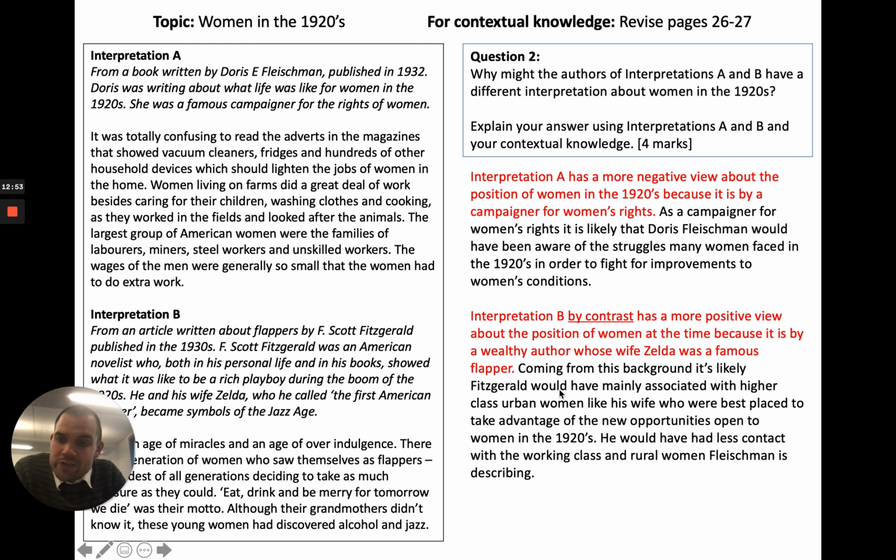So again, I've then explained, okay, so why does he have this positive take based upon his background? Well, because he's going to be mostly associating with the kind of women who were able to take advantage of the opportunities available to some women in the 1920s, okay? So I both described who they both are, but then explained why that would lead them to have a different interpretation. That would certainly be full marks, okay?